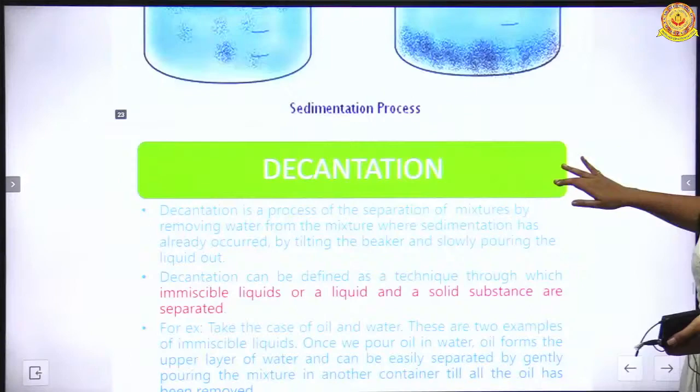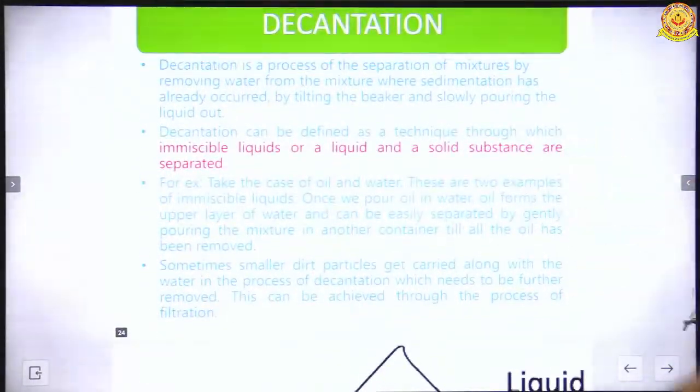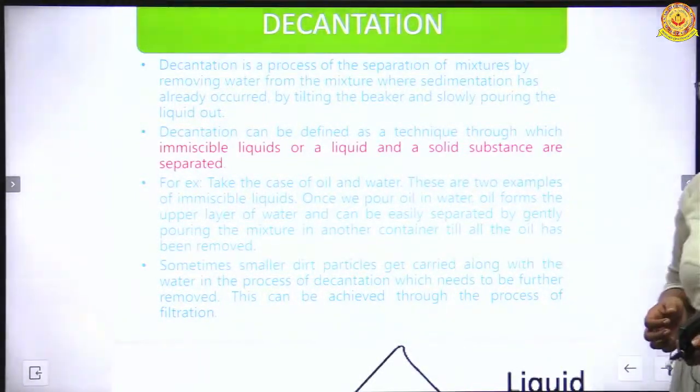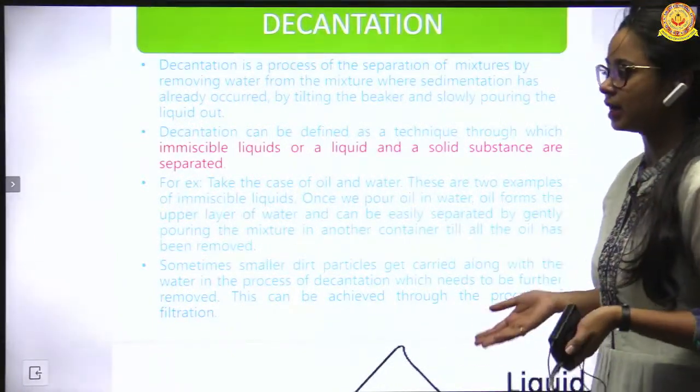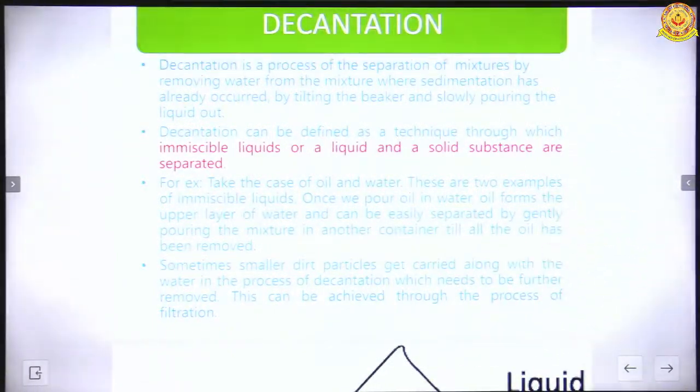Now what is decantation? Decantation is a process of the separation of mixtures by removing water from a mixture where sedimentation has already occurred, by tilting the beaker and slowly pouring out the liquid. When you are separating two liquids, with the help of a strainer only, you can easily separate two different materials. So that is decantation.